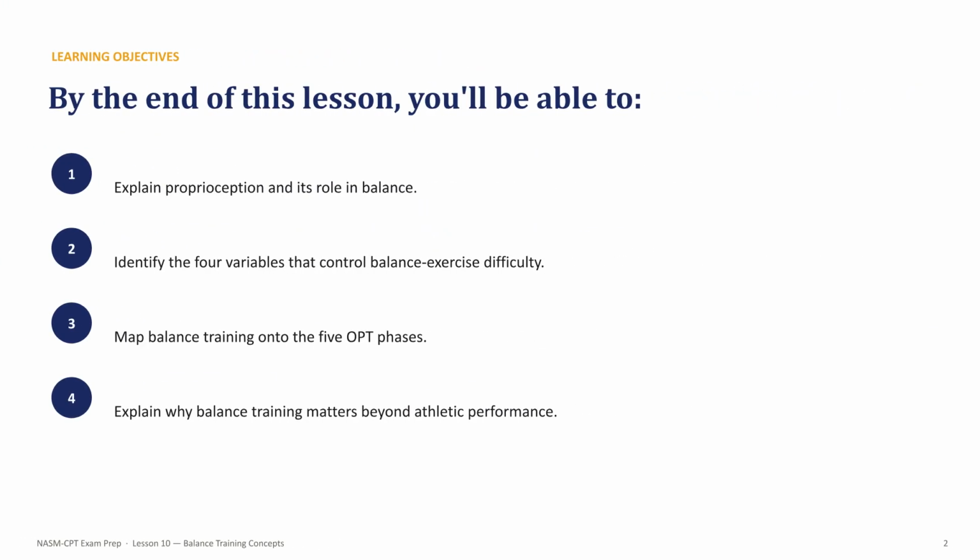By the end of this lesson, you'll be able to do 4 things. First, explain proprioception and its role in balance. Second, identify the 4 variables that control balance exercise difficulty. Third, map balance training onto the 5 OPT phases. And fourth, explain why balance training matters beyond athletic performance. Let's build these one at a time.